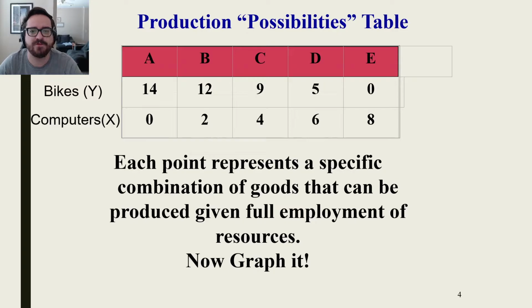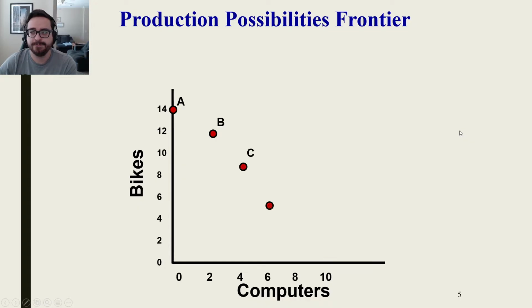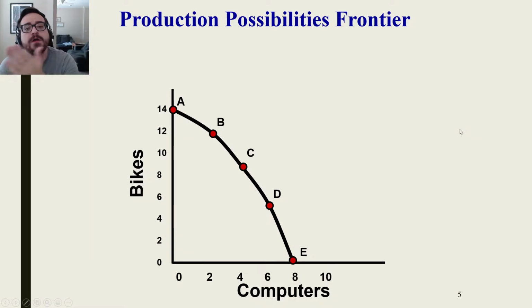So draw this graph for me. I'll pause the video while you do that, because I'm going to go on to it here in a second. So pause the video, draw that graph. And it should look like this. The graph should look something like this, where we have our production possibilities curve, also referred to as a production possibilities frontier. Don't get thrown off by that word, it's just a fancier word for the graph.